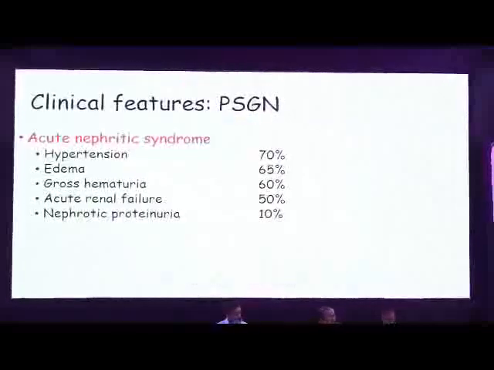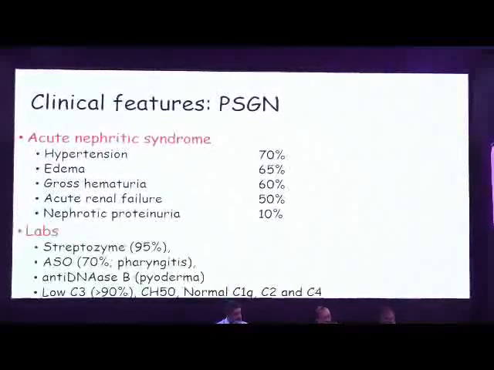Most commonly, we see these patients with hypertension. They present like a classic nephritic syndrome with hypertension, edema, gross, cola-colored urine. But remember, they may have kidney failure of varying degree. They may have nephrotic range proteinuria in almost 10 to 15% of them.